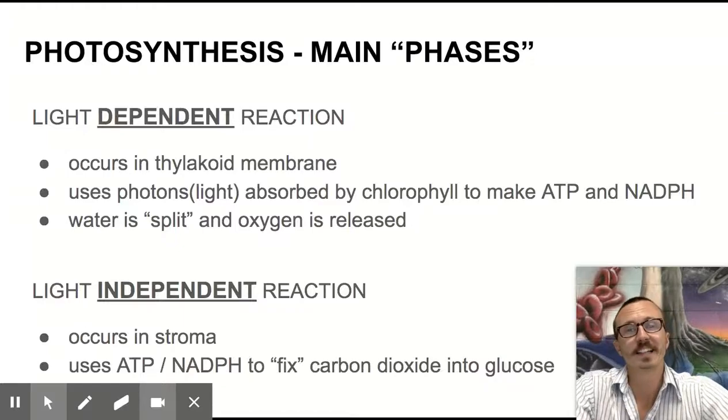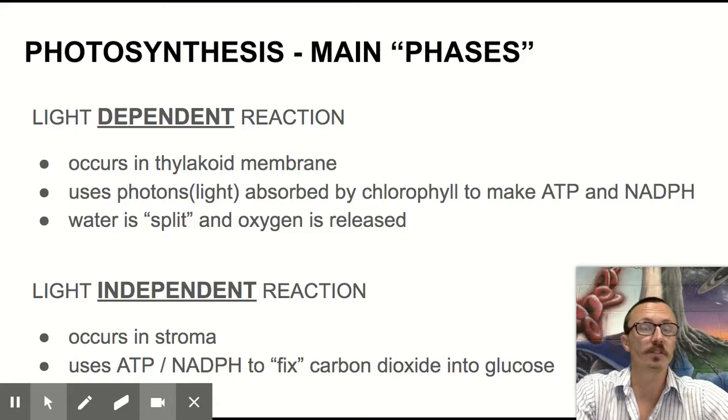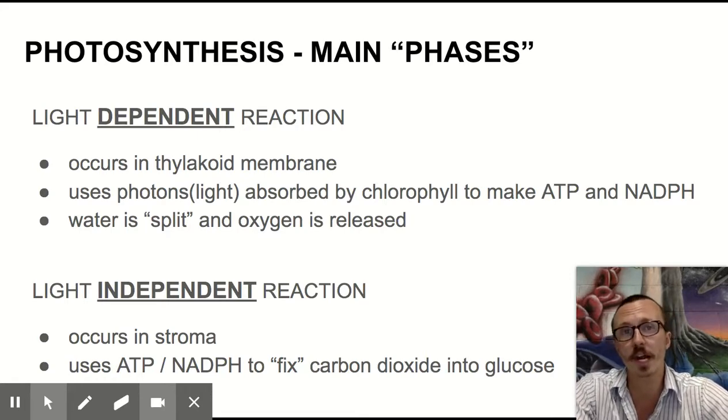Hi, welcome back. In this video, I'm going to look more closely at the two main phases of photosynthesis. As you can remember from the last video, photosynthesis can be broken down into two main phases or two separate reactions. The first being the light-dependent reaction, and the second being the light-independent reaction.